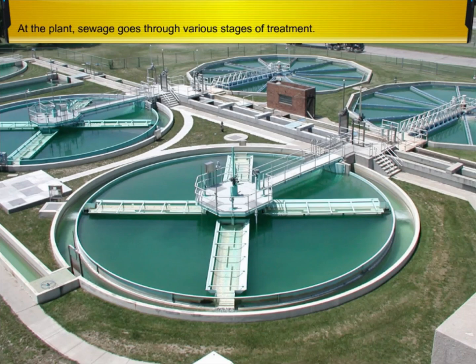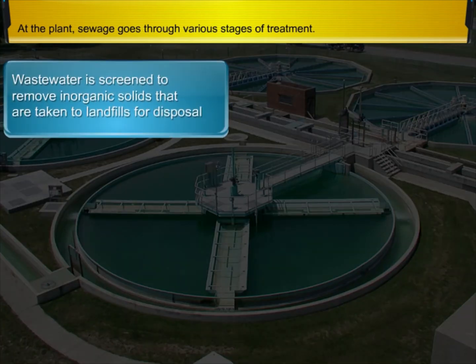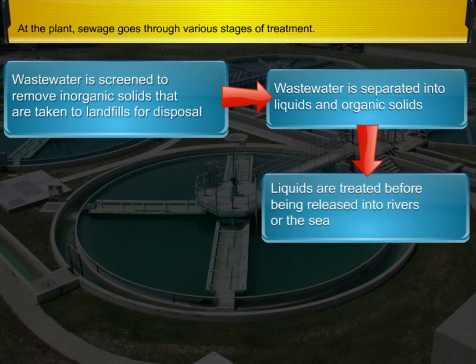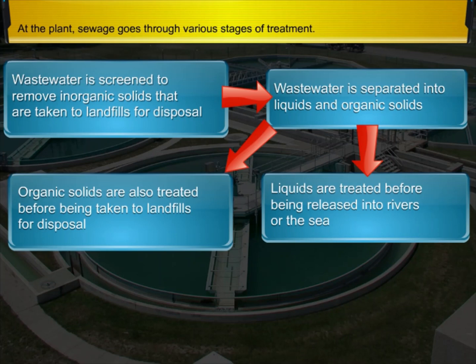At the plant, sewage goes through various stages of treatment. Wastewater is screened to remove inorganic solids that are taken to landfills for disposal. After the screening, wastewater is separated into liquids and organic solids. Liquids are treated before being released into rivers or the sea. The organic solids are also treated before being taken to landfills for disposal.